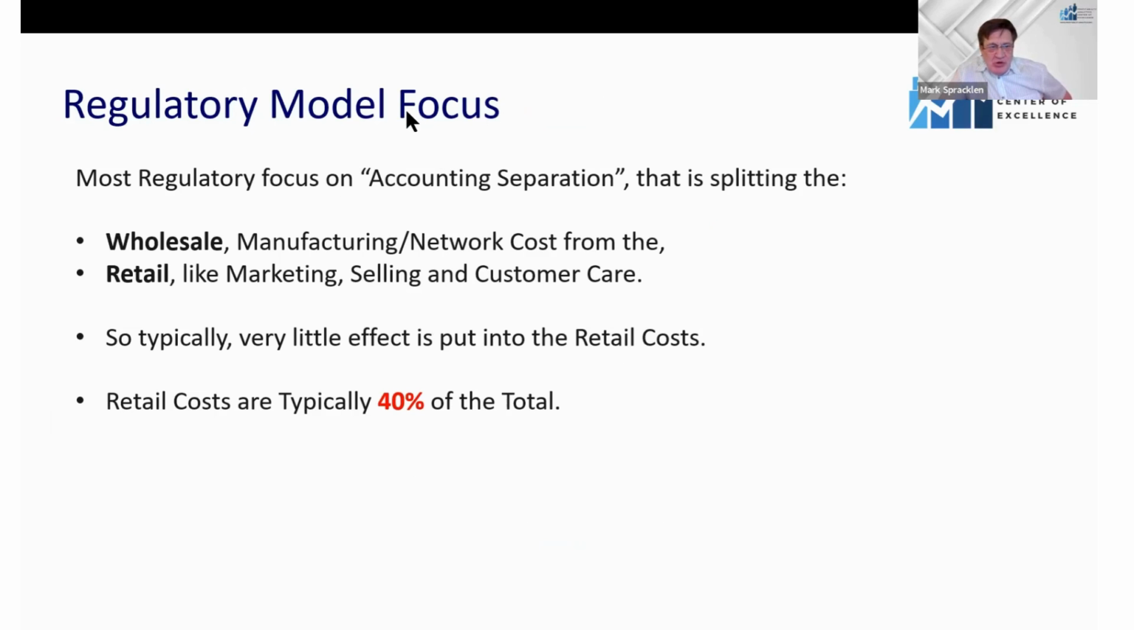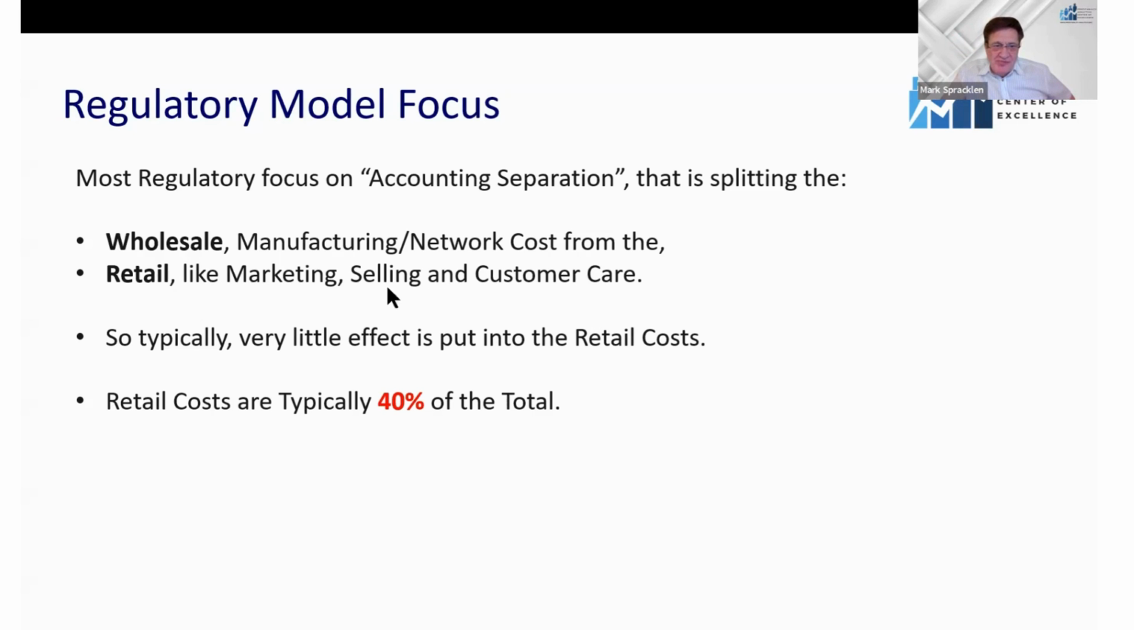So regulatory models, Max also mentioned that if they're done for a regulator, normally there's a lot of scrutiny around the manufacturing cost. So this is the network. How much does it cost to make a mobile call or mobile data? But normally there's almost no scrutiny at all around retail costs like marketing, selling, customer care, because people don't know what to do with those costs.